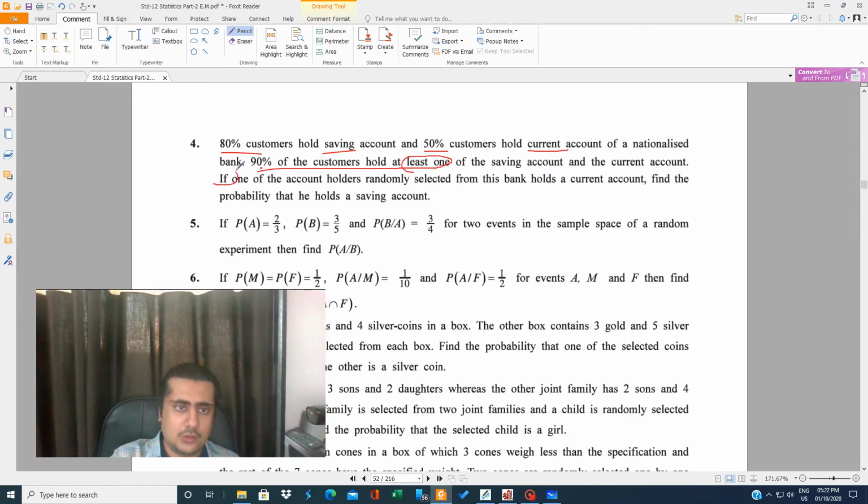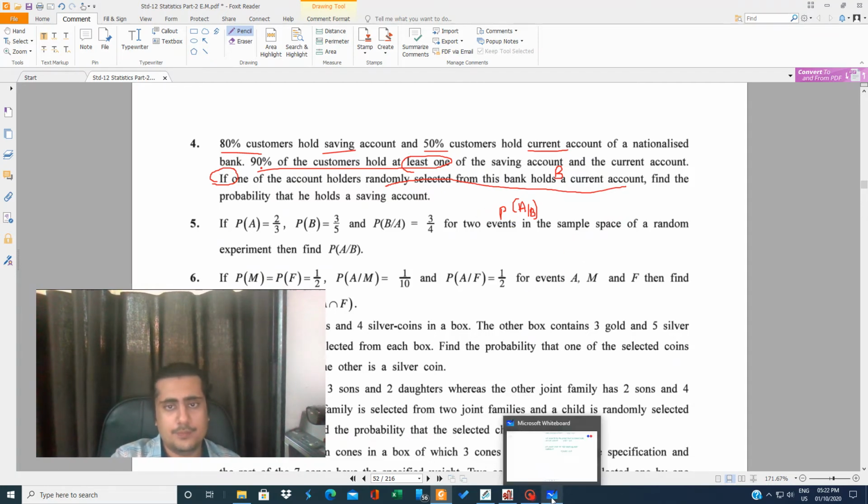If one of the account holders, so "if" is a condition. After "if", what is it? If one of the account holders holds a current account. Now, what is your current account? Current account is B. So, after "if", there is event B. So, this will be A upon B. Only one question is asked: A upon B. If one of the account holders holds a current account, find the probability that it holds a saving account. So, it is A upon B.